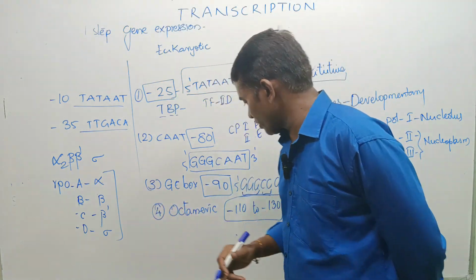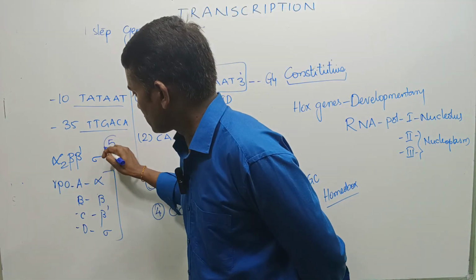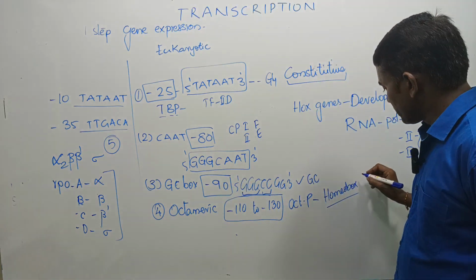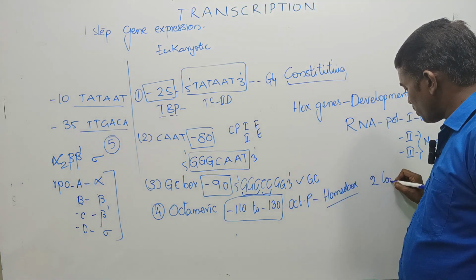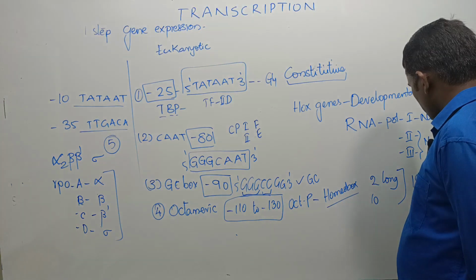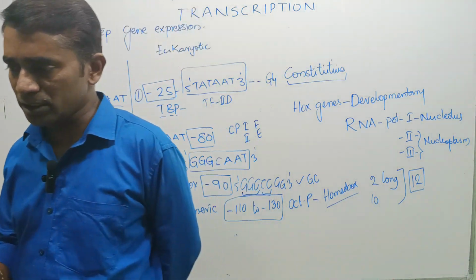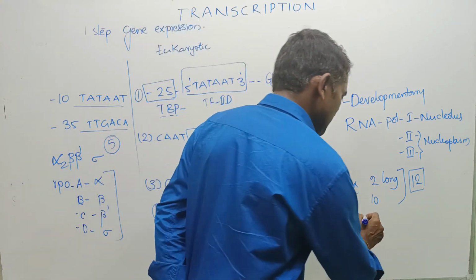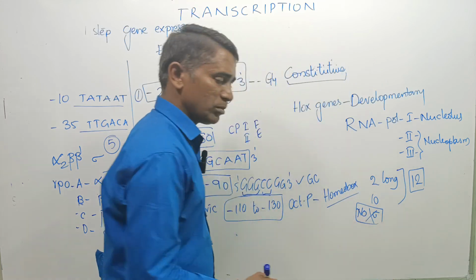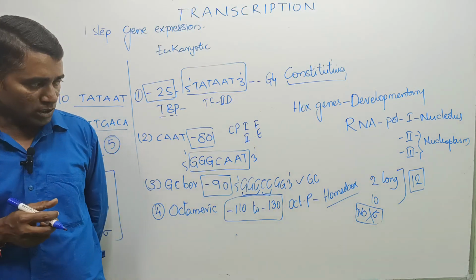In eukaryotic organisms, RNA polymerase is an enzyme with multiple subunits: there are 2 long subunits and 10 smaller subunits. Totally, there are 12 subunits, a dozen subunits in eukaryotic RNA polymerase. There is no sigma factor in eukaryotic RNA polymerase enzymes. Sigma factor is absent in eukaryotic organisms.